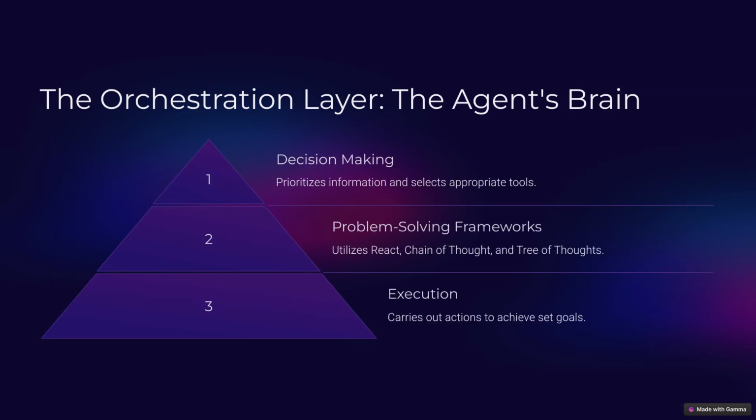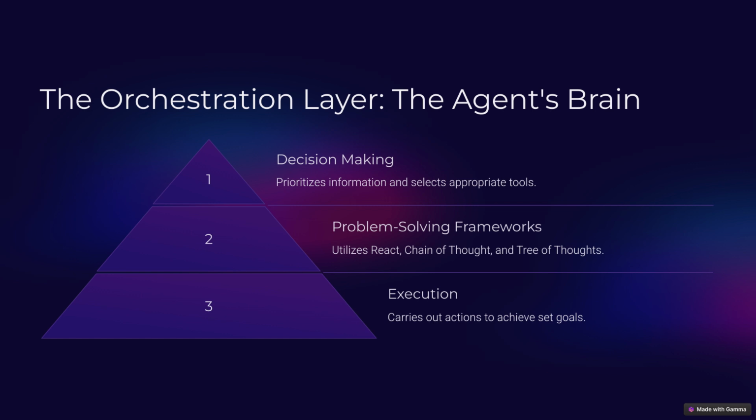Well, that's where the orchestration layer comes in. It's the brain behind the agent's decision-making process. It figures out how to prioritize information, pick the right tools, and actually execute actions to achieve its goals. The orchestration layer, huh? That sounds like a whole other can of worms. Oh, it definitely is.